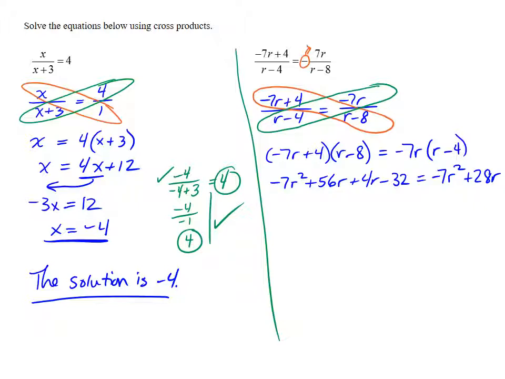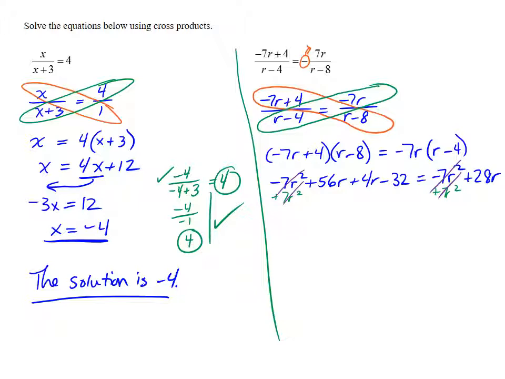Now initially it looks like it's going to be a quadratic equation because we have an r squared term. But if you look closely, if we add 7r squared to both sides, the r squareds are going to cancel each other out. So these are going to actually go away. So even though it looked like a quadratic, it ends up not being one because those terms cancel.